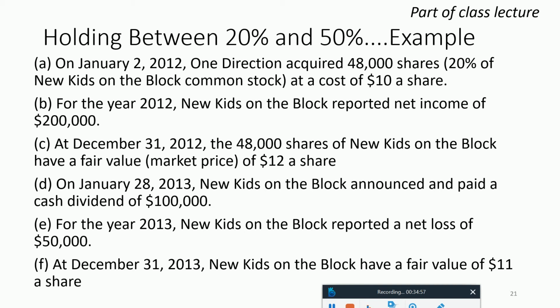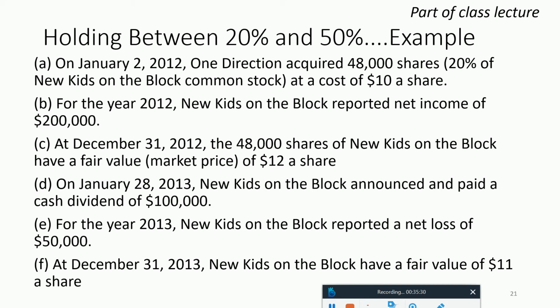Then, on January 28th of 2013, New Kids on the Block announced and paid a cash dividend of $100,000. So again, $100,000 represents the total dividend. One Direction is only entitled to 20% of that. So the entry is going to be a debit to cash of $20,000 and a credit to the equity investment for $20,000.